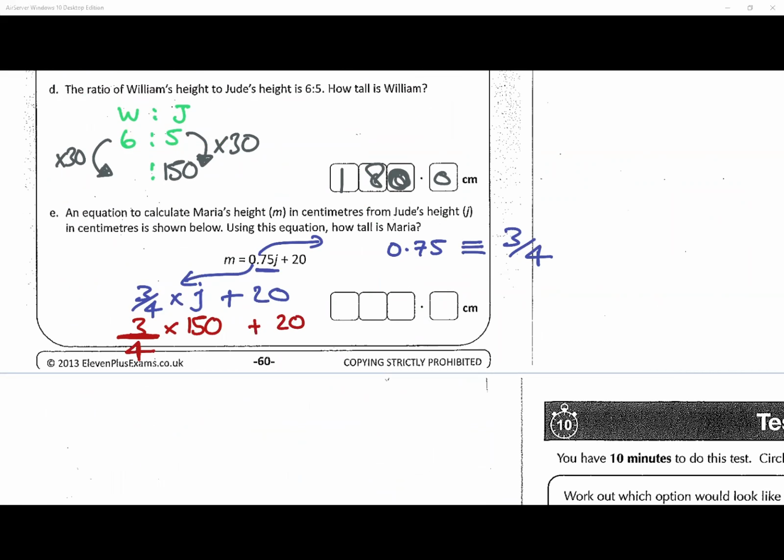So can we cancel that down? I think you can. Okay, so first you divide that by 4. Will 4 go into 150? No, I think it's 2. We could do 2 first. I mean 4, if you want to be safe, 4 divided by 2 is 2. 150 divided by 2 is 75. Now you've got 3 times 75 divided by 2, add 20.